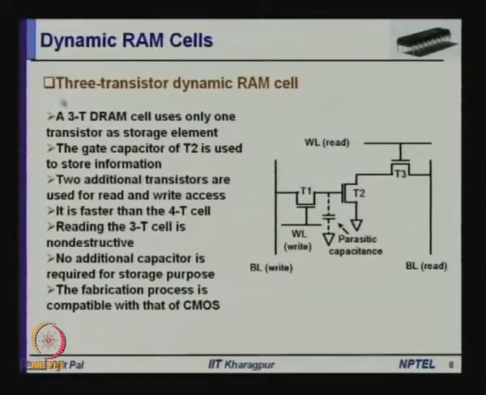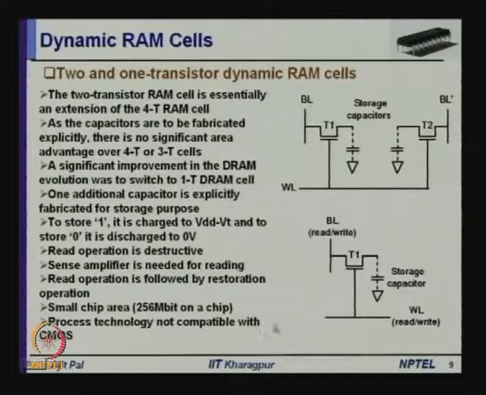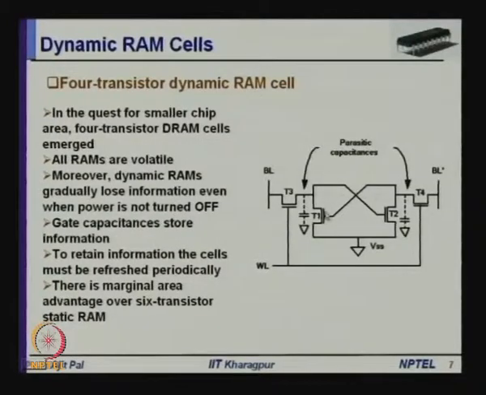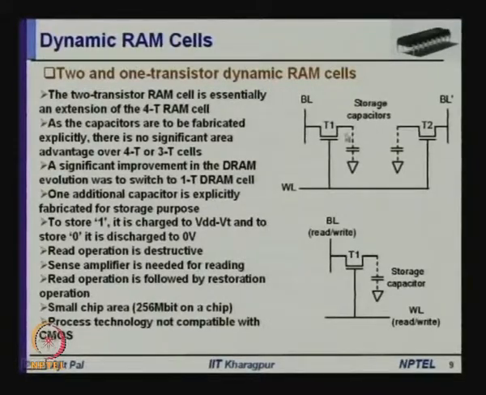However, in quest for further reduction in the chip area, 2 and 1 transistor dynamic RAM cells were proposed. The 2 transistor dynamic RAM cell is essentially an extension of the 4 transistor RAM cell, which we have already seen. The cross coupling is removed, and whenever you remove the cross coupling, those transistors are also removed. You have got only 2 transistors for reading and writing.